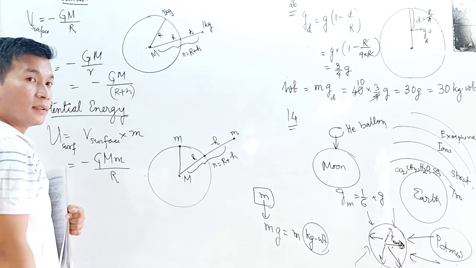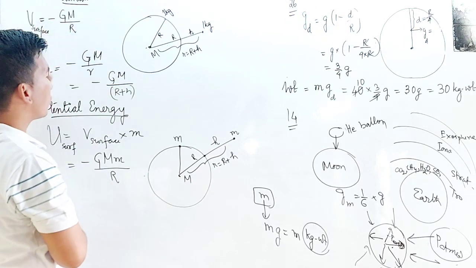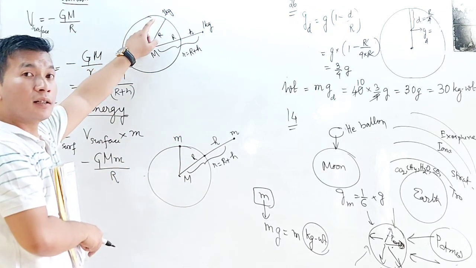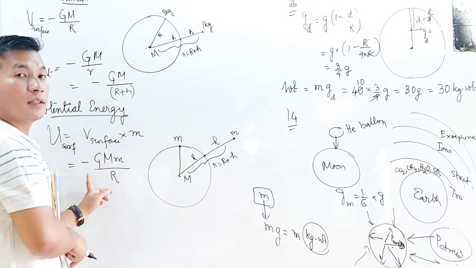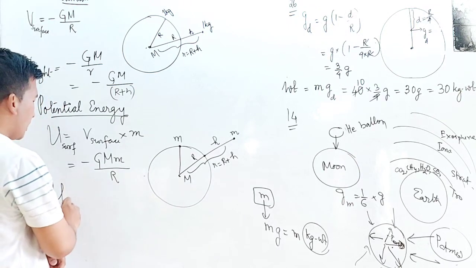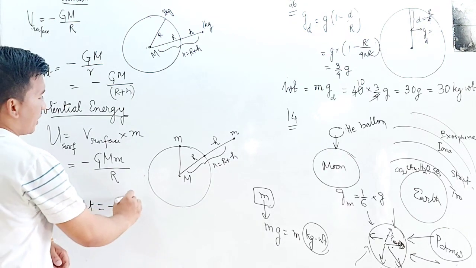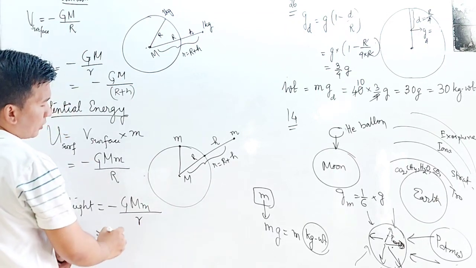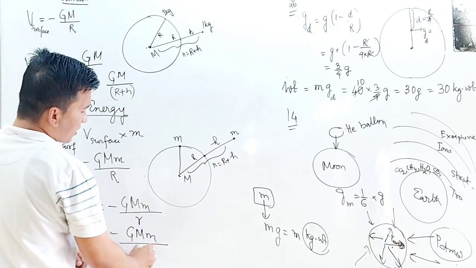Understood? This was the potential for 1 kg. This m can be 5 kg, 7 kg, 1000 kg, 100 kg, and it will be this formula. Next, we have potential energy at some height. This is very simple. It will be minus capital G capital M small m divided by small r, where small r is R plus h.